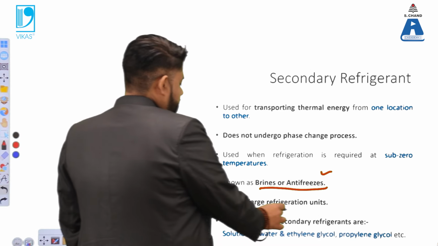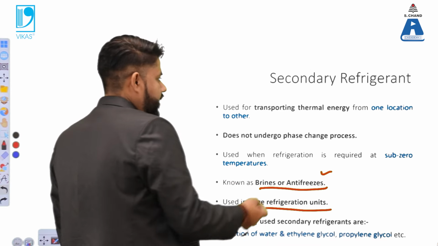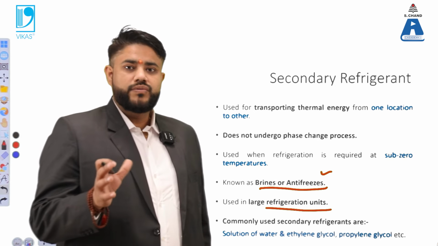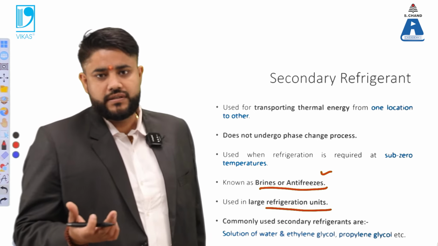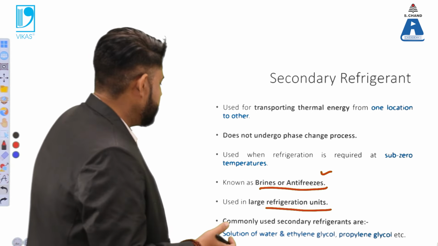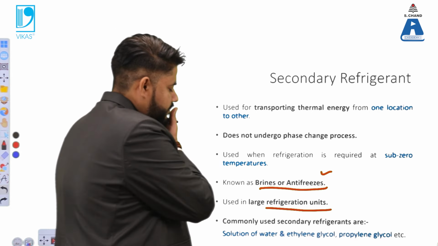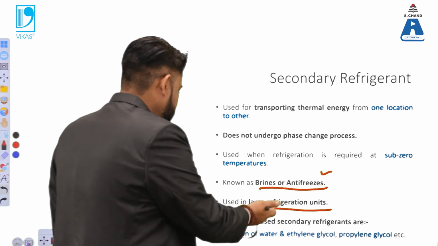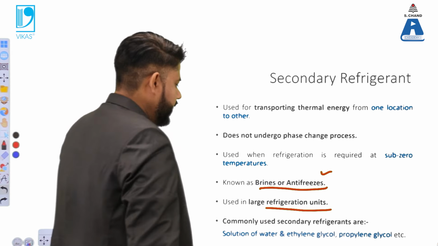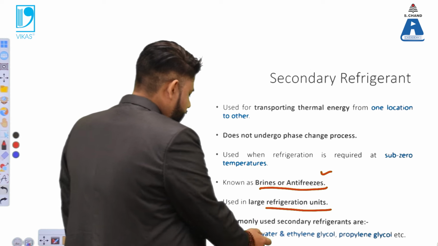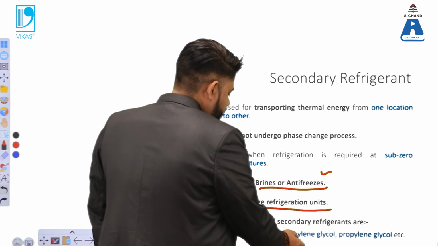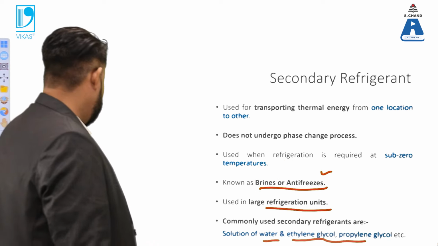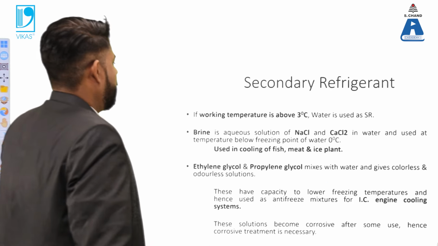They are used in large refrigeration units. You might have heard about certain vendors using brines or antifreezes in their deep freezers. So these are used in large refrigeration units, and the commonly used secondary refrigerants are solutions of water, ethylene glycol, or propylene glycol.